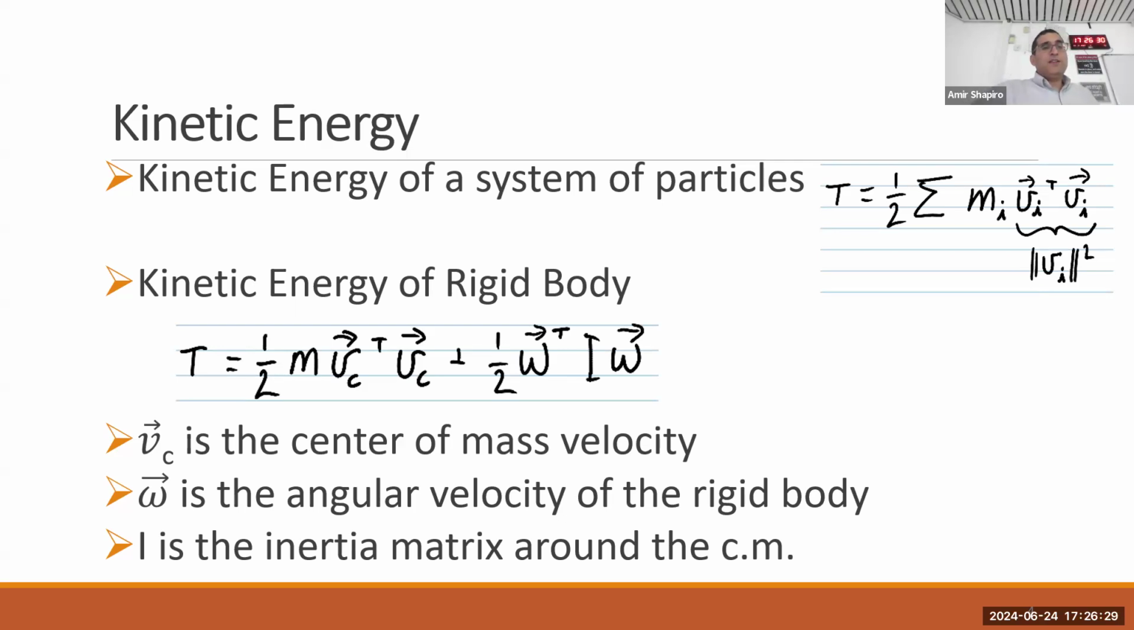So this is a reminder that the kinetic energy of a system of particles is simply the sum of half m v squared. And the kinetic energy of a rigid body is half m v transpose v of the center of mass of the rigid body. And there is also the rotational kinetic energy, which is half omega transpose I omega, where omega is the angular velocity of the rigid body, I is the inertia matrix around the center of mass, and omega and I must be expressed in the same reference frame. Usually it's a reference frame that is attached to the rigid body.